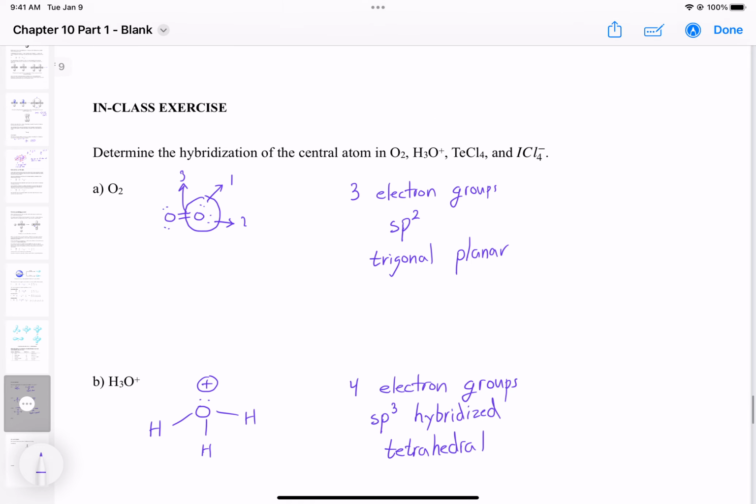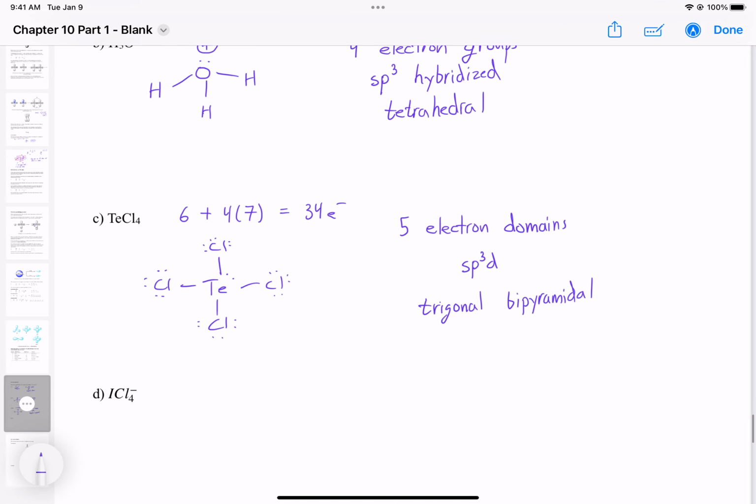So I think we're just going for that. So just a little bit of hybridization. So trigonal bipyramidal, 5 electron groups. All right, now let's write the last example. Draw the last example, the iodine example.